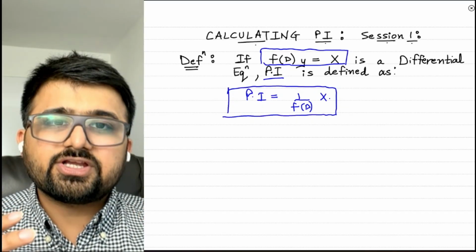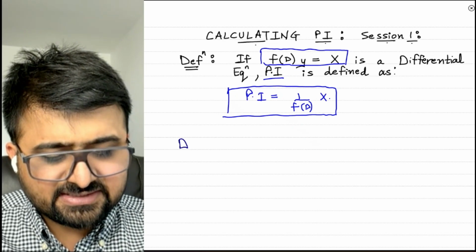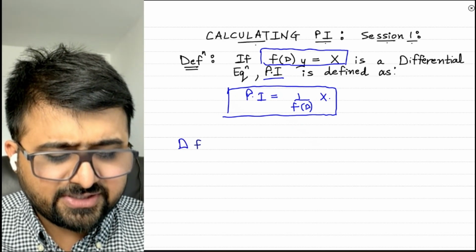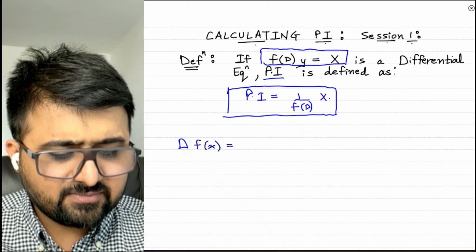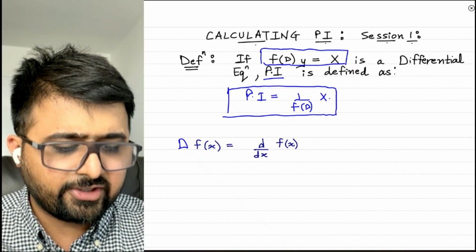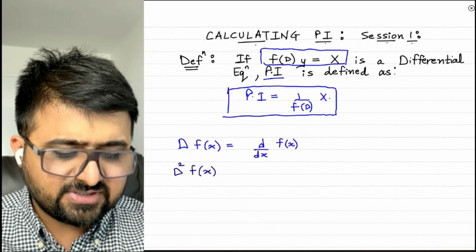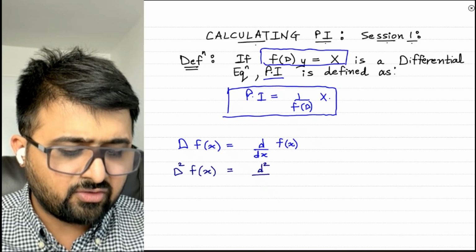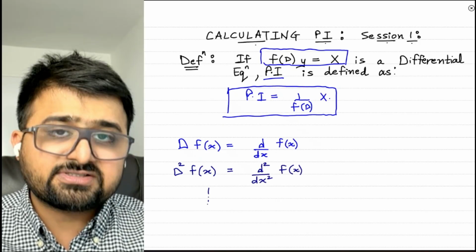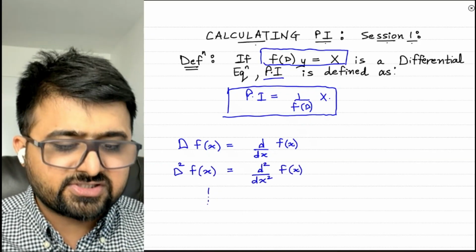Now, there are a few notations that I would like to clarify here. Remember that the operator D, capital D, is nothing but the first order derivative operator. So, for example, capital D of f(x) is nothing but the first order derivative with respect to x of that function f(x). If it was capital D square of f(x), this is nothing but the second order derivative with respect to x of that function f(x), and so on. If it was D to the power n, it would be the nth order derivative with respect to x of that function f(x).